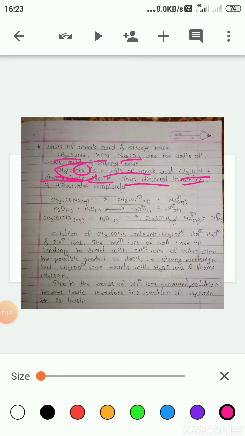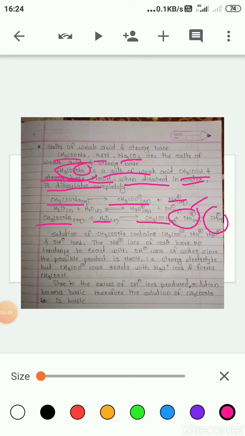When dissolved in water, it dissociates completely. Now after dissociation of the salt, it produces one cation and one anion. As with the sodium acetate we have given, we can write the cation and anion: CH3COO- anion and Na+ cation. Now we are going to see the dissolution of salt in water. Dissolution of salt in water produces acetic acid. Now acetic acid is a weak electrolyte, and Na+ and OH-.